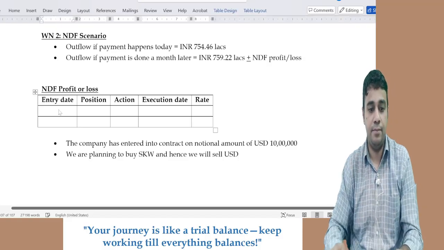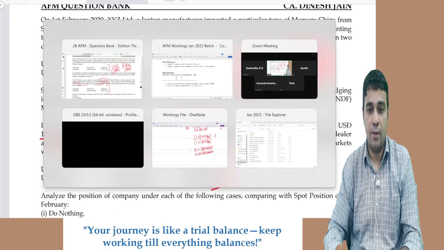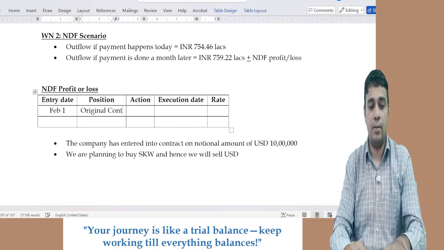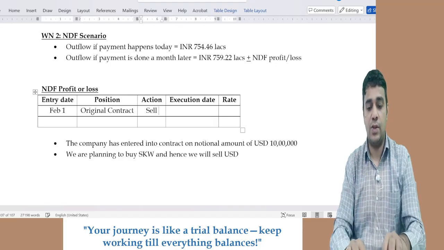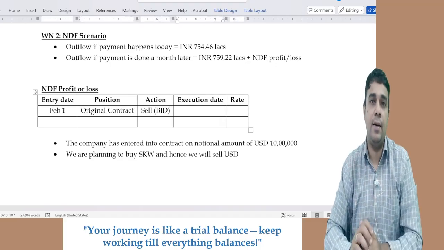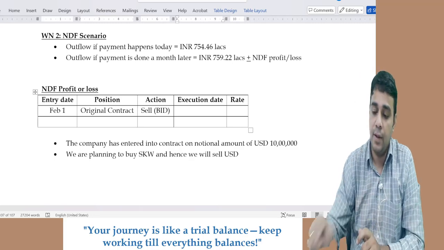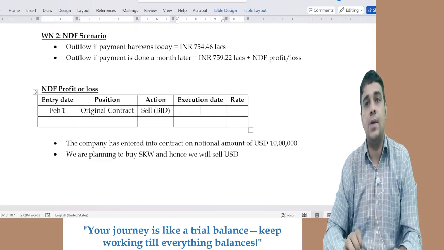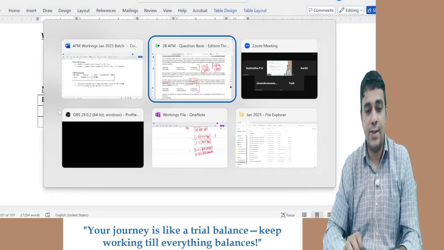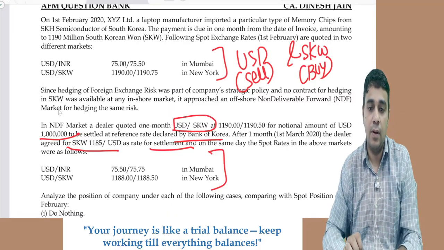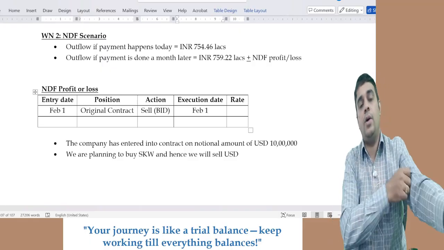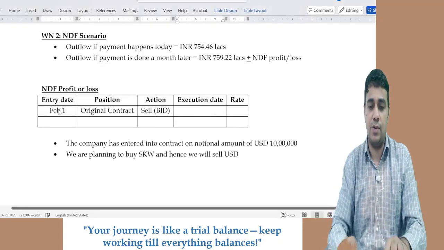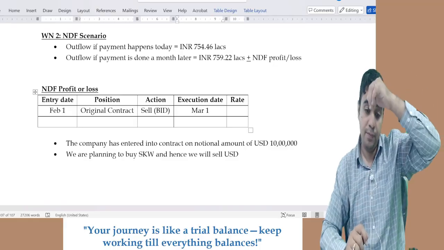Entry date: Feb 1. Original contract: I'm going to sell the product currency, so the sell bid rate applies. The execution date was Feb 1. Sorry, not Feb 1, it is March 1. Execution date is March 1.